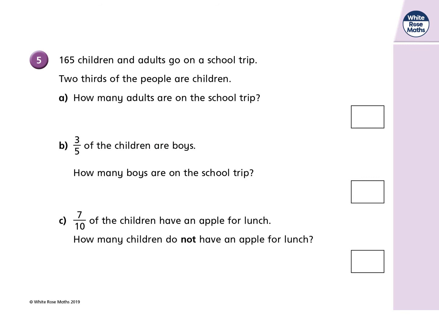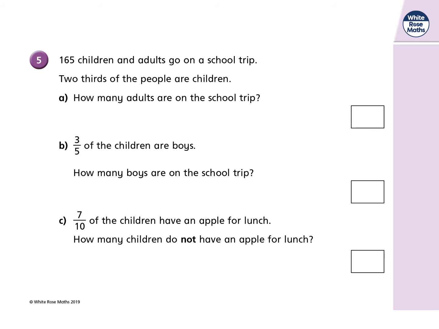Okay, so now we need to get to the stage where we take the skills we've been learning and apply them now. Okay, so let's look at the questions and see how we do. They are tricky, but take your time and work through them carefully. 165 children and adults go on a school trip. 2/3 of the people are children. How many adults are on the trip?